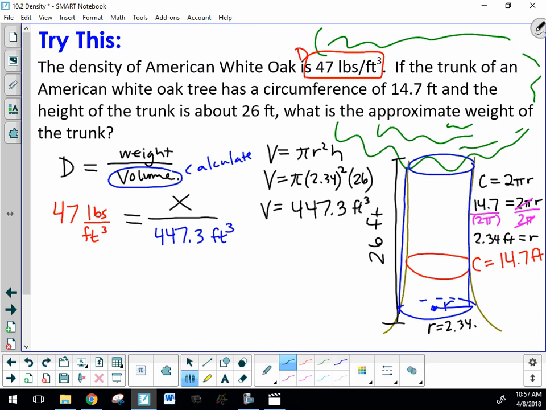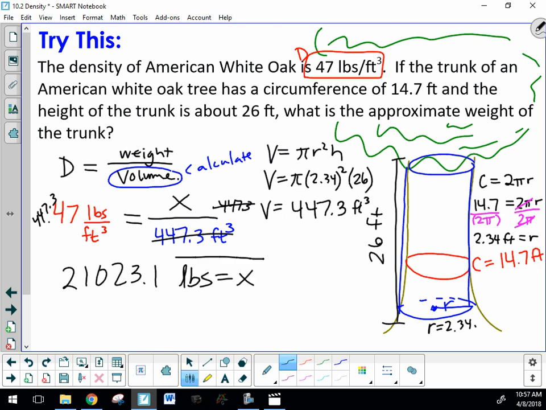So to solve this one, much like some of the other ones we've done, we'll just multiply by that volume. And we end up with 21,023.1 pounds. So that's a big tree. It weighs a lot. That's like 10 tons. Very heavy. Very huge though, 26 feet tall.